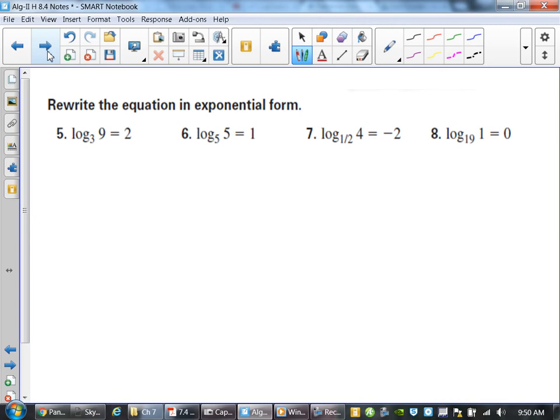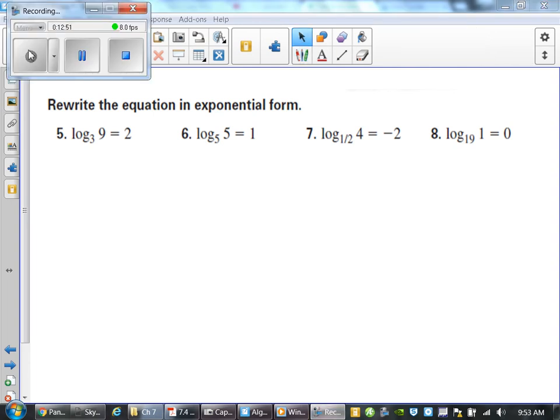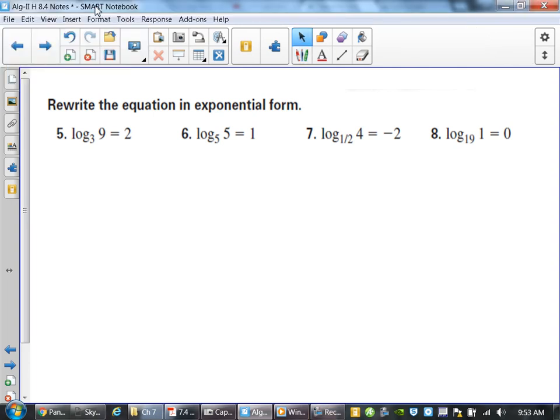Take a second and rewrite these four on your own, and we will check them. Anyway, rewriting these things in exponential form, you get what? 3 squared equals 9. Makes sense because it has to.